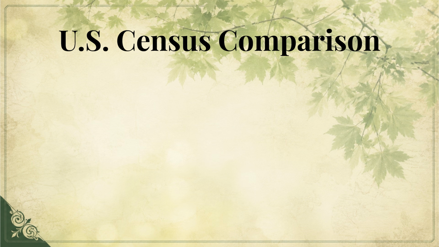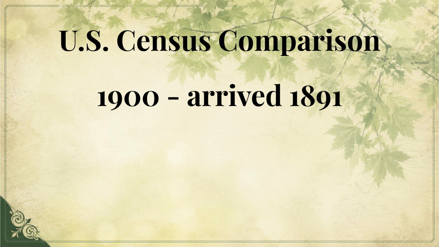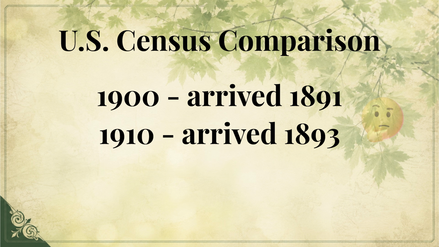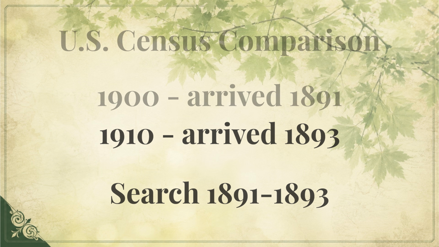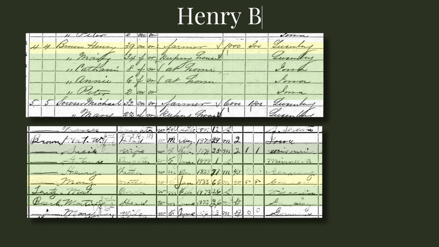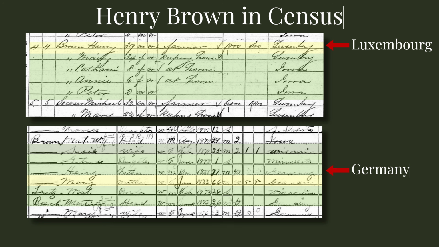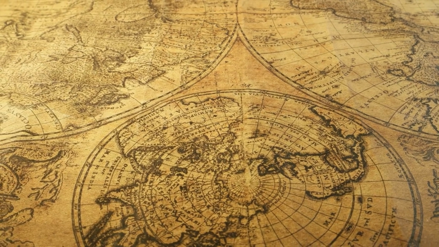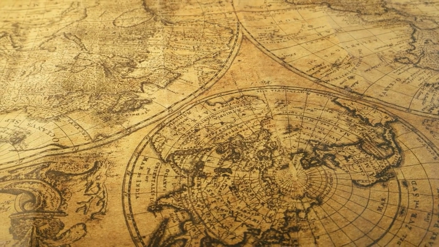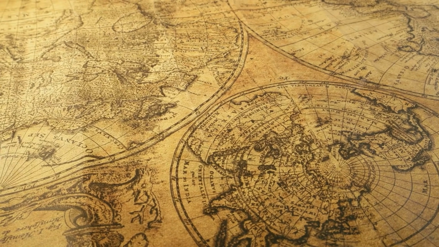If the 1900 census says your ancestor arrived in 1891 and the 1910 census says 1893, do not automatically assume one of them is wrong. Treat those dates as a range and search around them. Also watch for changing birthplaces. You may see Germany in one census and Poland in another, or Austria in one record and Hungary in another. That does not necessarily mean the family gave bad information. European borders changed many times. The same village could appear under different countries depending on when the record was created.